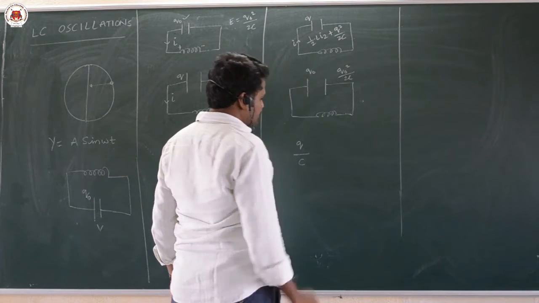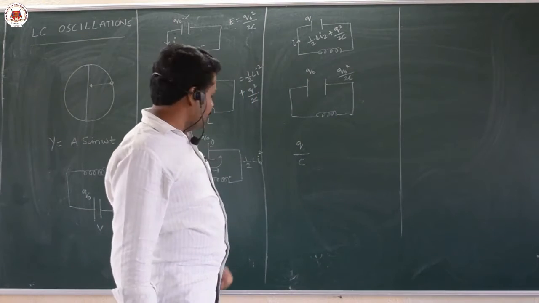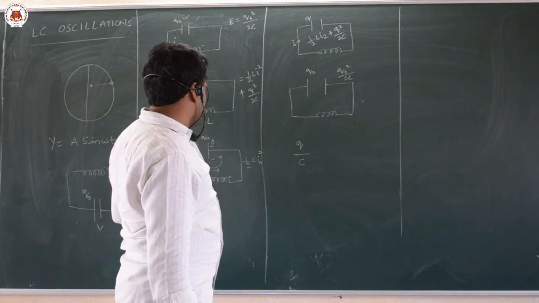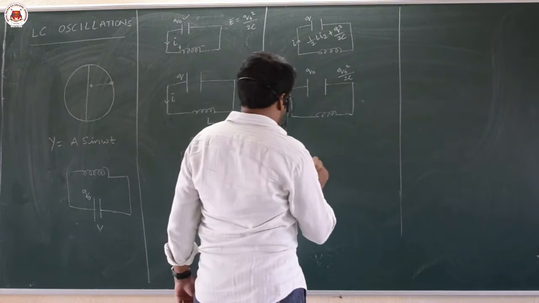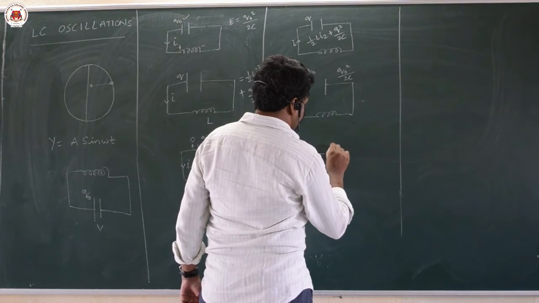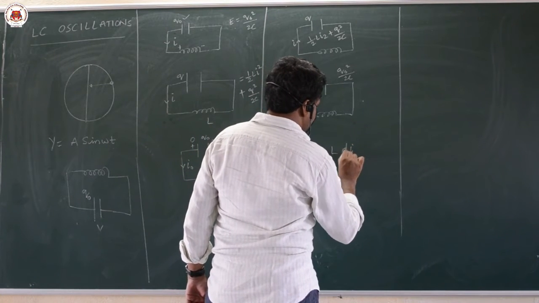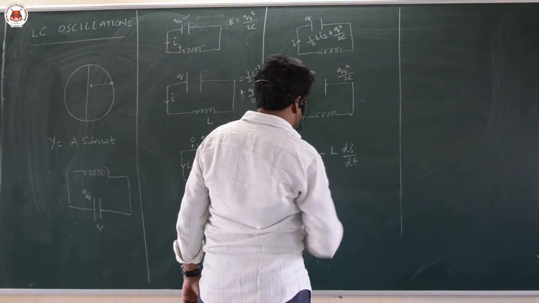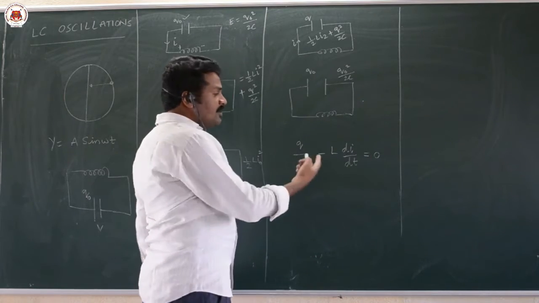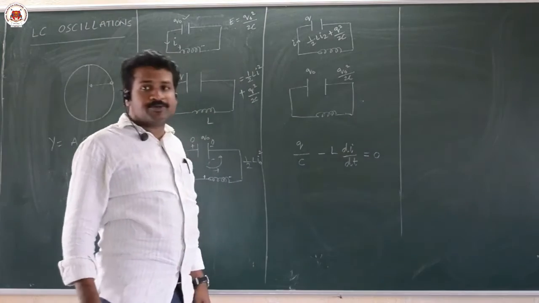Otherwise you take q by C, then q by C is the potential, and this is minus L di by dt. L di by dt is equal to 0. What is the EMF induced in the inductor? L di by dt, that is equal to 0.